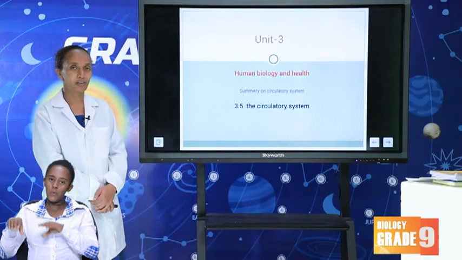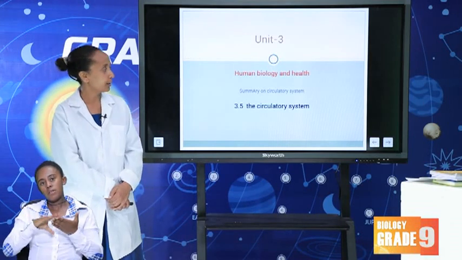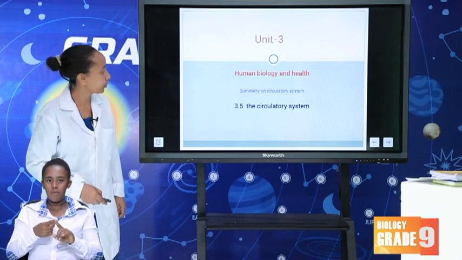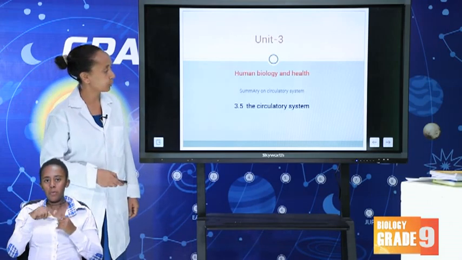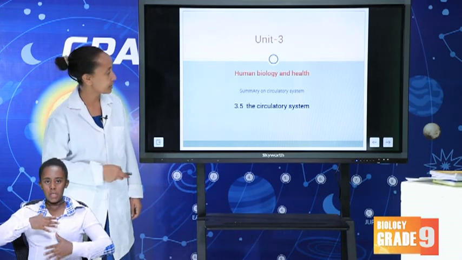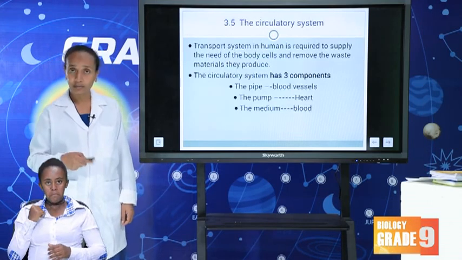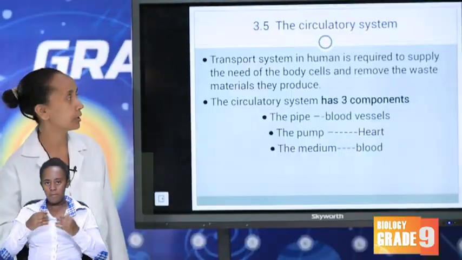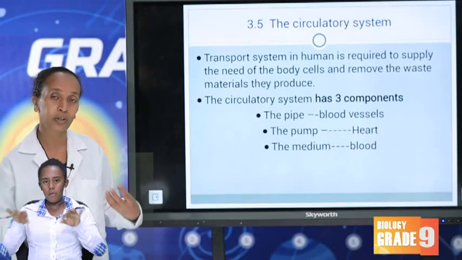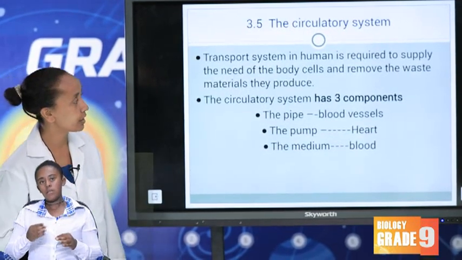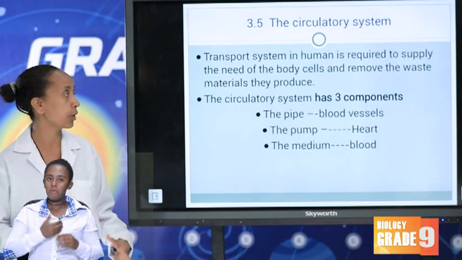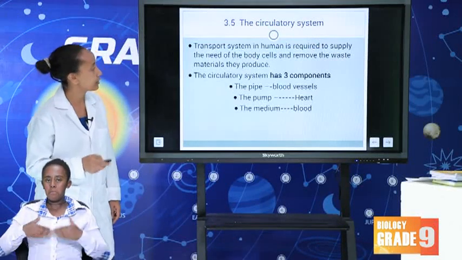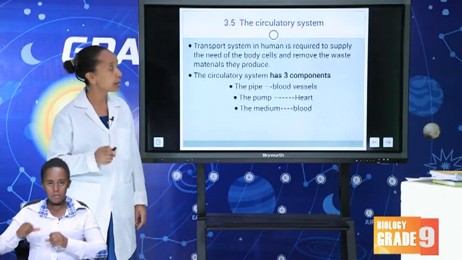Hello students, we are going to learn human biology and health, and from this part we are going to summarize the circulatory system. The circulatory system, as you know, is one type of transport system in our body that is used to supply required materials for our body cells, and it also helps to remove waste materials from the body. When we look at the circulatory system, it has three components.